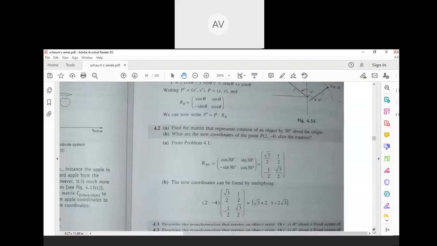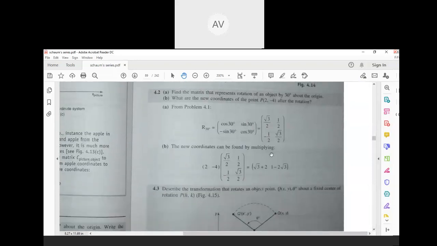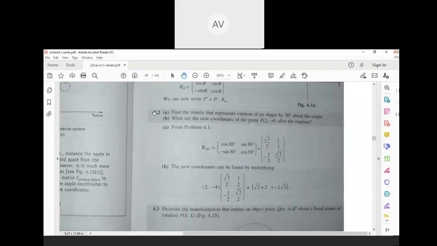Okay, then we will see some numericals. Here, one numerical is given. Find the matrix that represents the rotation of an object by 30 degree about the origin. What are the new coordinates of point P 2 comma minus 4 after rotation? Okay, first we have to write down the rotation matrix. Find the matrix that represents rotation of the object by 30 degree.